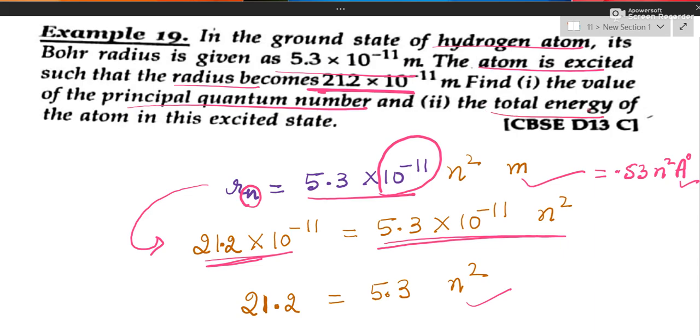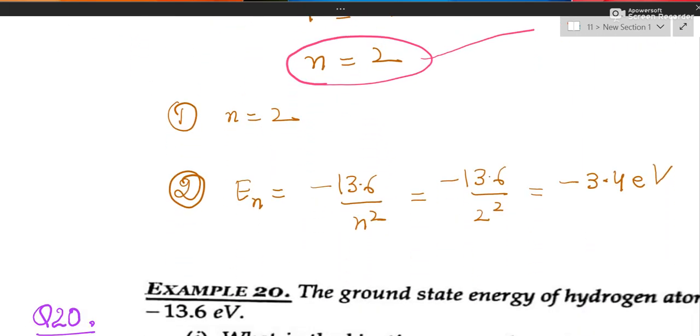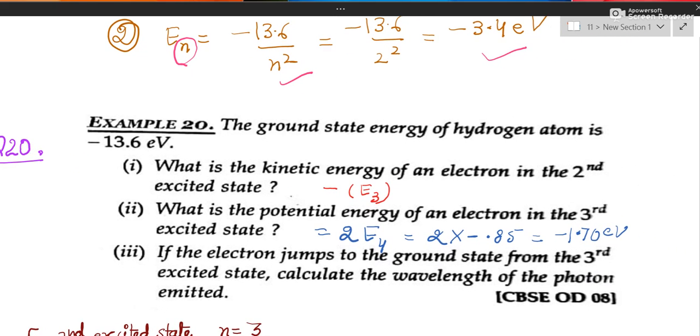And what is the total energy of the atom in this excited state? Because we have n, we can find out the energy in that particular state by just substituting n in this, but it will come in electron volt. Getting to the next question. The ground state energy of the hydrogen atom is this much. What is the kinetic energy in the second excited state?